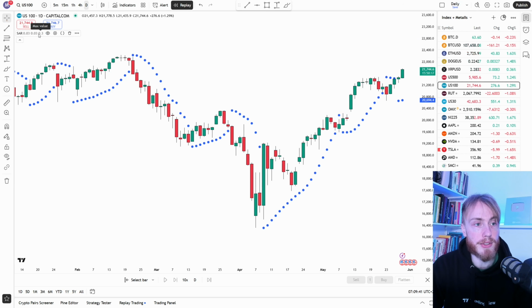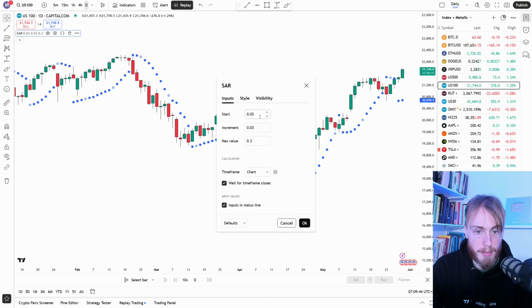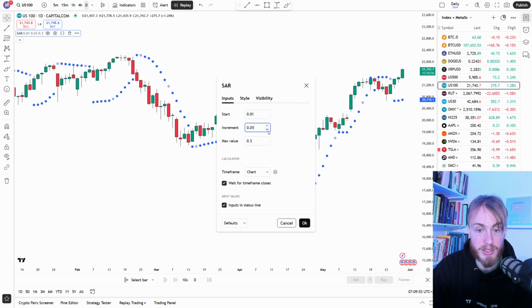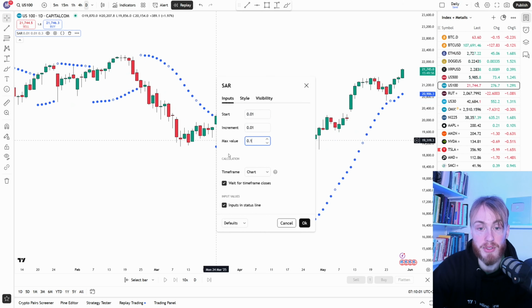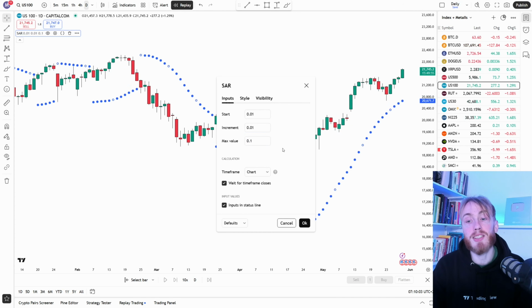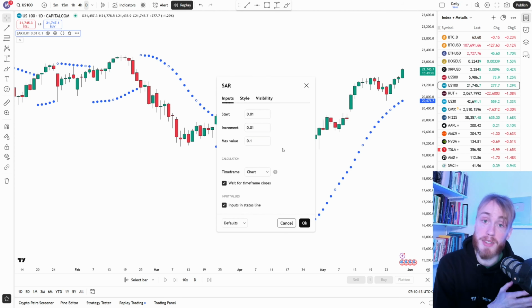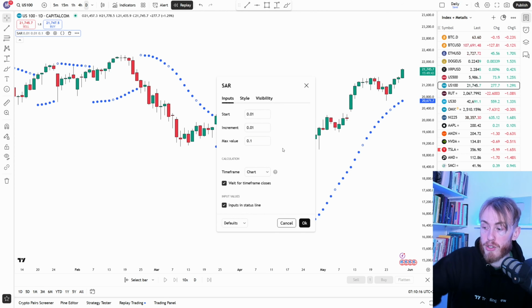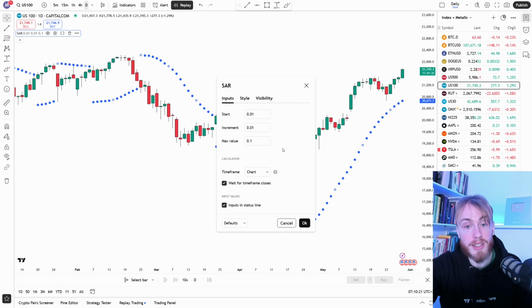But now let's go back here to the settings, because I do want to show you guys one more setting here, and that is to actually change the start to 0.01, the increment to 0.01. Remember, we tend to have these the same. And let's also change the max value to 0.1. These settings are much more suitable for longer term trading. Maybe you are swing trading, maybe you are even investing, or you might even be trading on the short term time frames, but still looking for trades that span over multiple candles. Then you can use this type of setting.